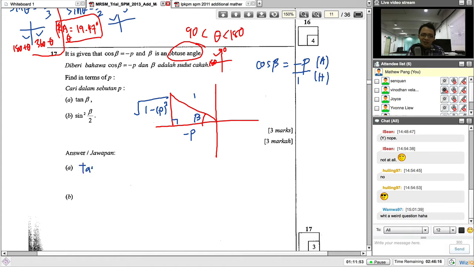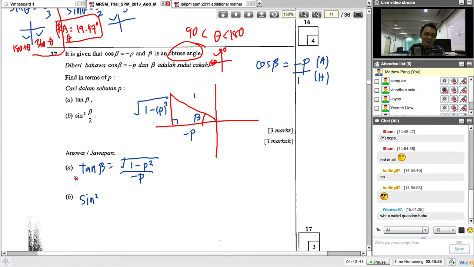Okay, so tangent beta is just opposite over adjacent. So it's just square root of 1 minus p square over negative p. Alright, just like this. And yeah, this one is a bit of a headache.